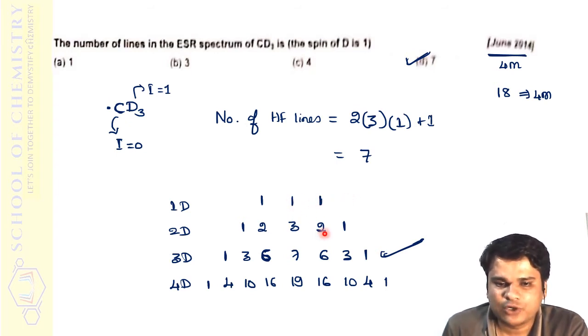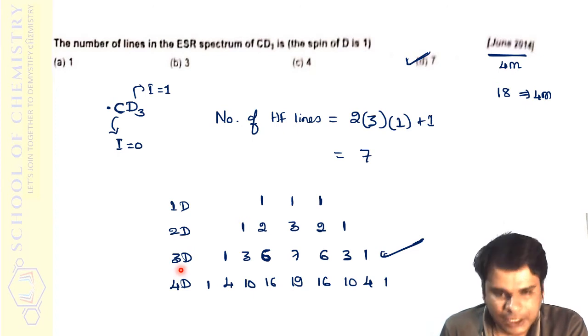Therefore it will be 1 plus 1, 2, and ending always it has to be 1. So this is for 2 deuterium. Similarly I can continue for 3 deuterium, right?